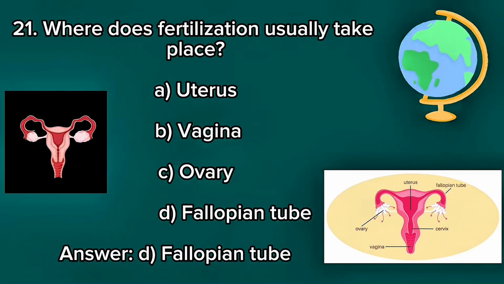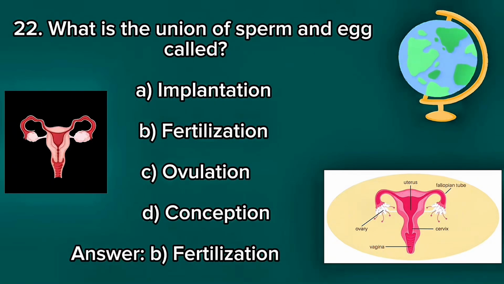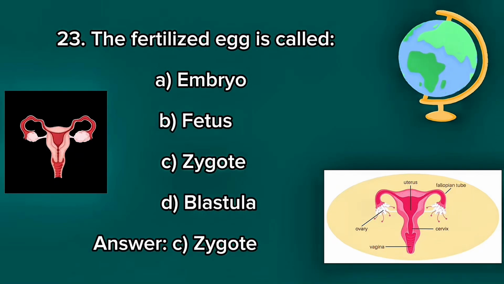Fallopian tube. 22. What is the union of sperm and egg called? A. Implantation, B. Fertilization, C. Ovulation, D. Conception. Answer, B. Fertilization. 23. The fertilized egg is called A. Embryo, B. Fetus, C. Zygote, D. Blastula. Answer, C. Zygote. 24.